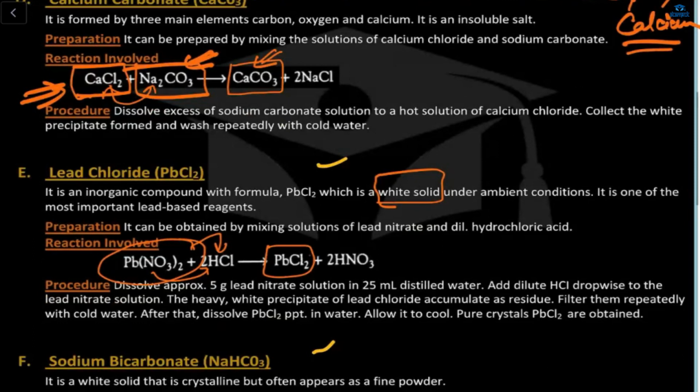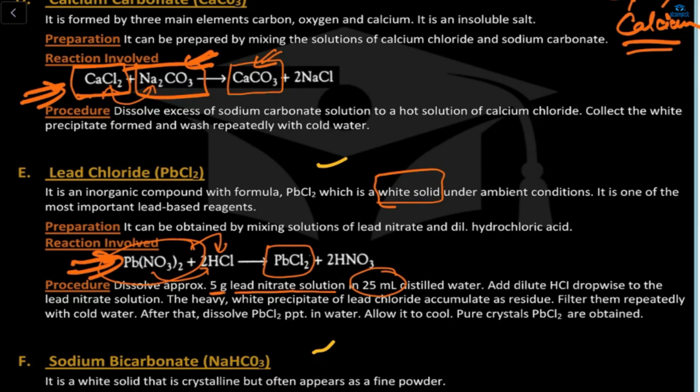And what's the procedure to mix? We have to take 5 grams of lead nitrate solution. This is your lead nitrate solution. And in how much water? In 25 ml distilled water. Now we have to add some HCl to the lead nitrate solution. Then what will happen?